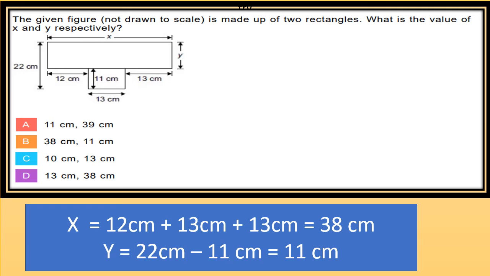So x will be 12 centimeter plus 13 centimeter plus 13 centimeter is equals to 38 centimeter, and y will be 22 minus 11. So if you see the figure carefully, you will get the answer.